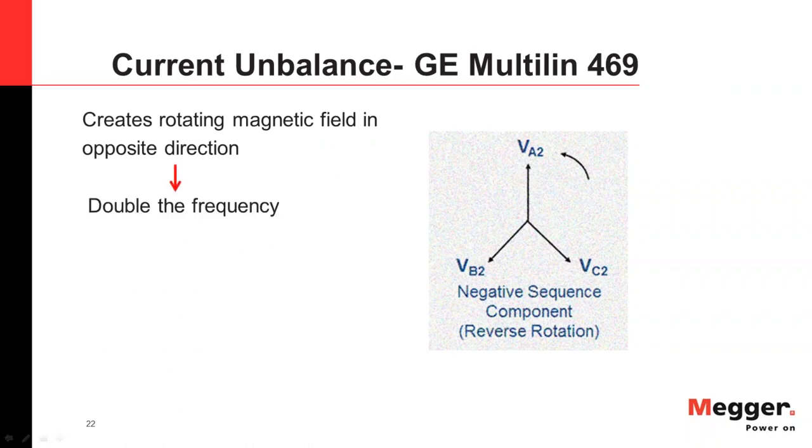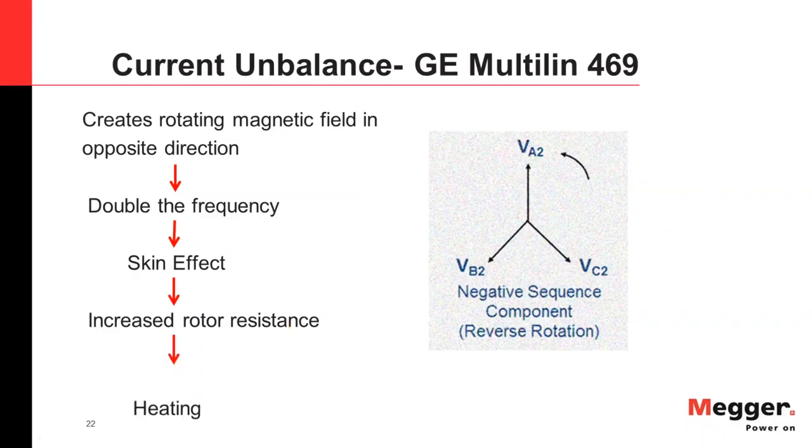Because of that opposite direction rotating magnetic field, people studied and analyzed it and found that it has double the frequency. Because of double the frequency, you have an increased skin effect in the rotor, and because of the skin effect, the rotor resistance is increased, and that's the primary cause of heating in the rotor. So from the idea of negative sequence, they can think of the current unbalance problem. Okay, now I can mathematically think of what is happening. I can justify that.